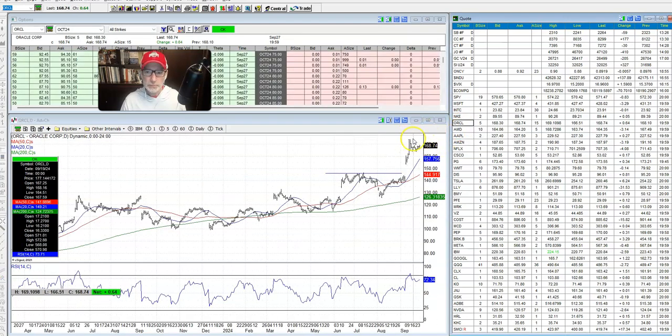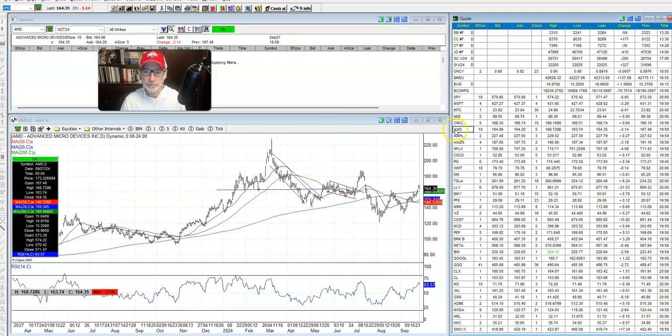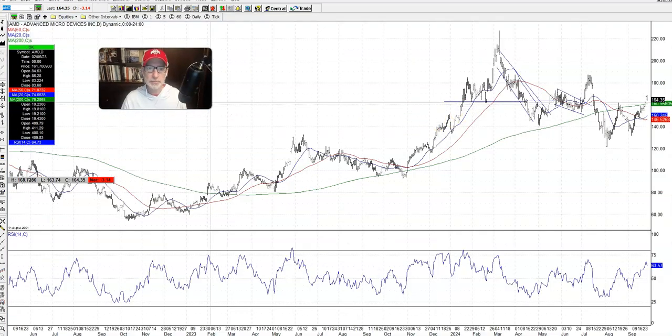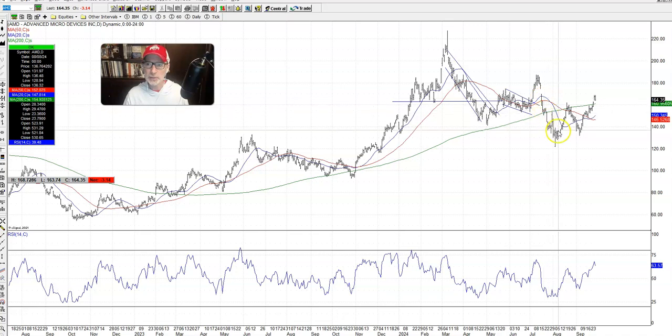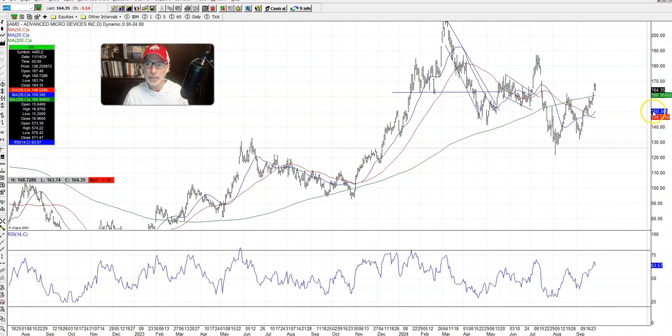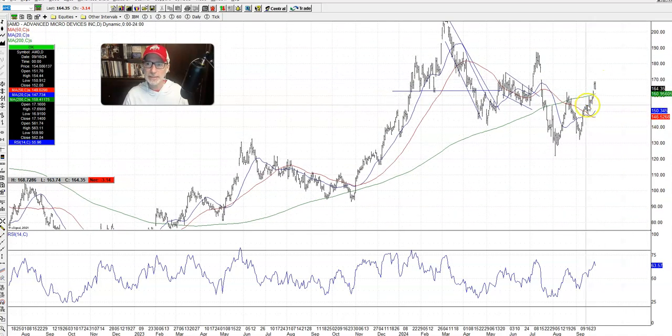Oracle, all-time new highs there. AMD. So let's look at AMD here. I'm always a big fan of AMD. Here you can see the W pattern, which is, as I said, typically a bullish pattern. Here's the 200-day moving average, the upsloping moving average. So AMD right here, the price action has gotten above the W and above the 200-day moving average.